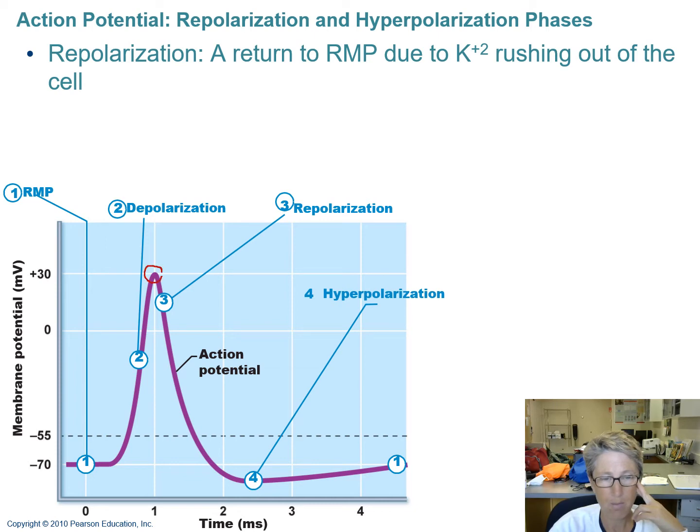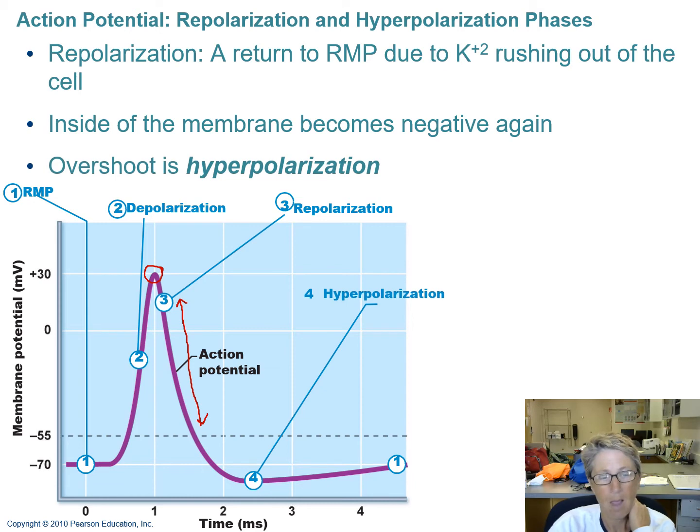At the tip of the peak here, remember, voltage-gated sodium channels close and voltage-gated potassium channels open. Now during this repolarization phase, potassium rushes out of the cell down its concentration gradient, and as positive charge leaves the cell, the cell is becoming less positive or more negative. And then you get this little overshoot. Here's resting potential. You get a little overshoot before you come back up to resting membrane potential, and this overshoot is called hyperpolarization.